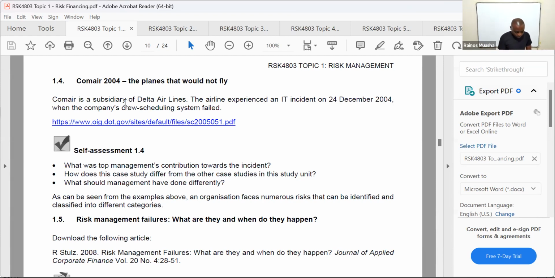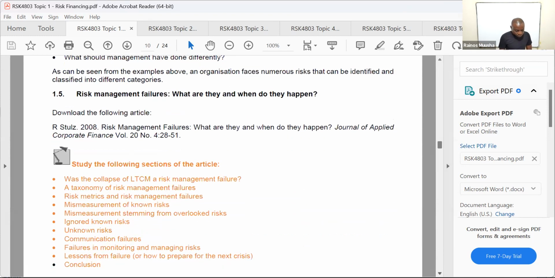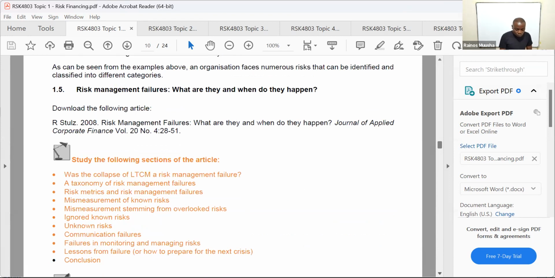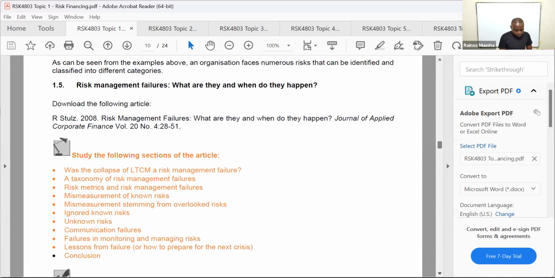Now, after Unit 1.4, there is also Unit 1.5, which looks at risk management failures, what they are and when they happen. They also give a case study of LTCM, and more information on exactly what the risks are, how you measure risk, and how you distinguish between known risks and unknown risks as well.